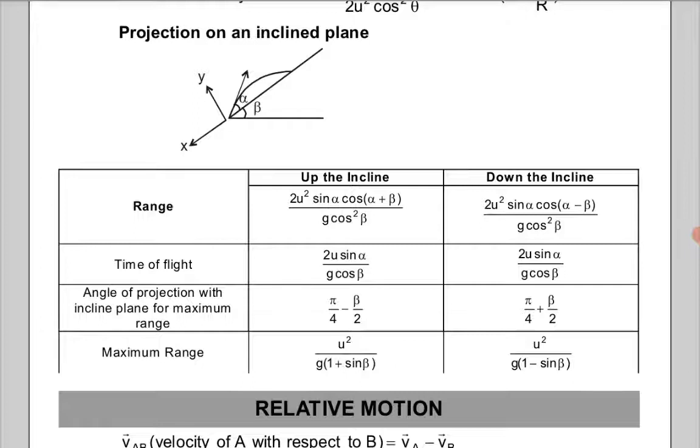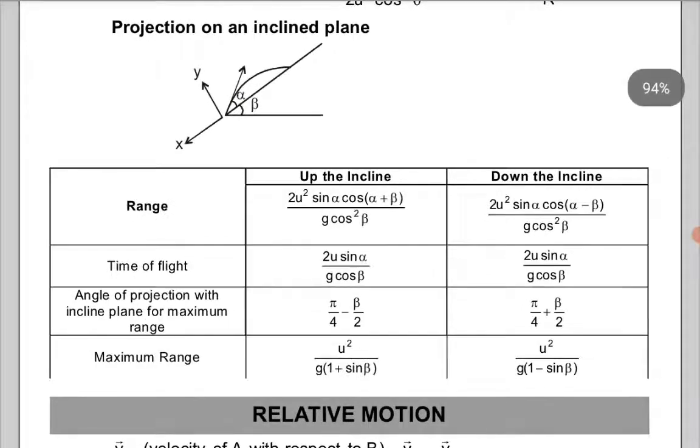And time of flight. For both up the incline and down the incline, time of flight is equal, that is 2u sin alpha upon g cos beta. Angle of projection with the inclined plane for maximum range. When we have to calculate for up the incline, then it is equal to pi by 4 minus beta by 2. And when we have to calculate for down the incline, then we have to take pi by 4 plus beta by 2.